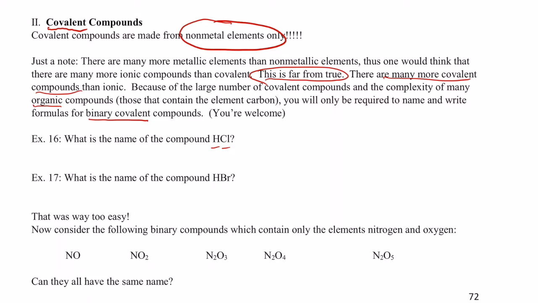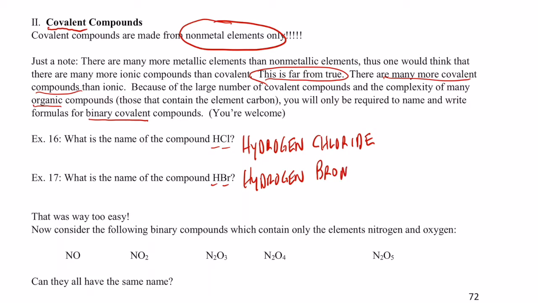So the first element in HCl is hydrogen, so we'd simply say hydrogen, and the second element's chlorine, but we would end it with "ide," so we'd say that was hydrogen chloride. This compound here, HBr, would obviously be hydrogen, and Br is bromine, but we'd change the ending to "ide" and say hydrogen bromide.